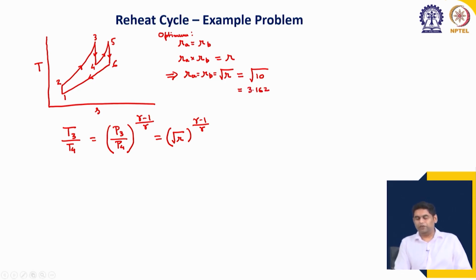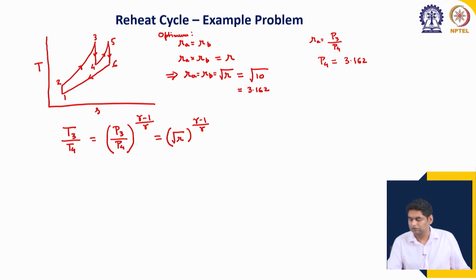So, if somebody asks what is the reheat pressure in this problem, the reheat pressure we can now obtain directly based on the pressure ratio, because R A is equal to P3 by P4 and P3 is equal to 10 atmospheric pressure. So, P4 should be equal to 10 by root of 10. So, in this case P4 is equal to 3.162 atmospheric pressure, which is the reheat pressure.